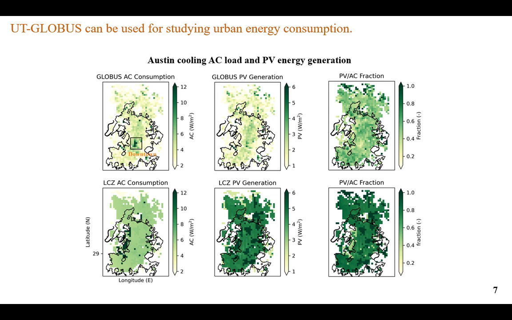We see that using Globus at the downtown area, this ratio is very low. That's because the buildings are taller and the plan area fraction is not enough to meet the cooling demand when you put in the buildings.